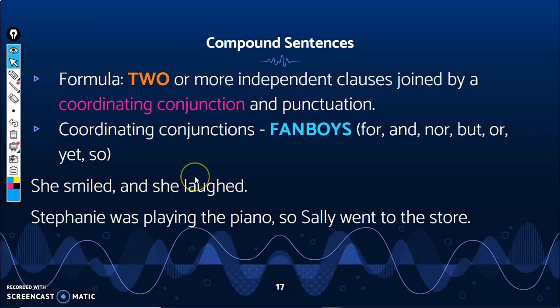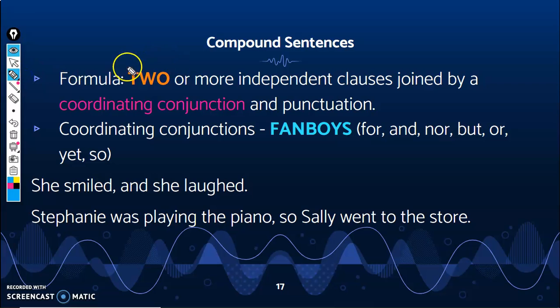Okay, compound sentences. The formula on this is the idea that we have 2 or more independent clauses. Again, still on independent clauses. They are joined by a coordinating conjunction and punctuation. Our coordinating conjunctions are what we call fanboys: for, and, nor, but, or, yet, so. That is fanboys. Now, the punctuation, it usually comes with a comma, and then you would have your word.